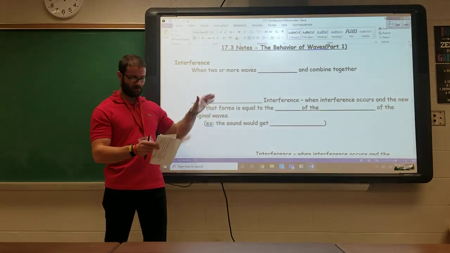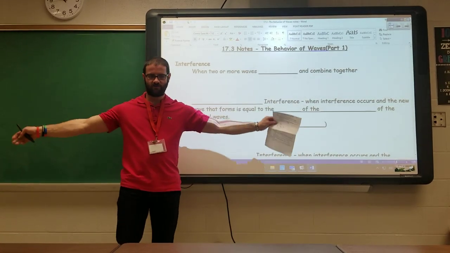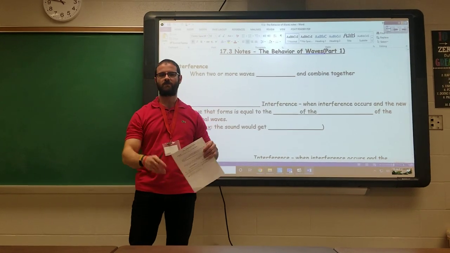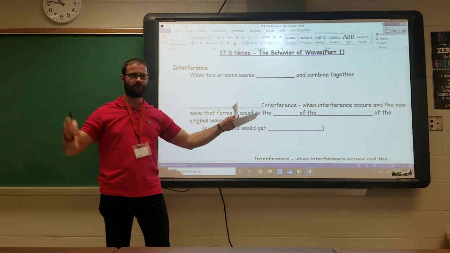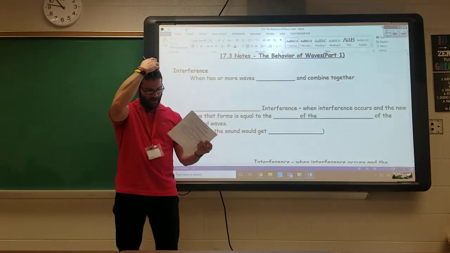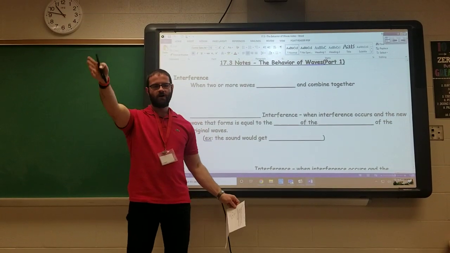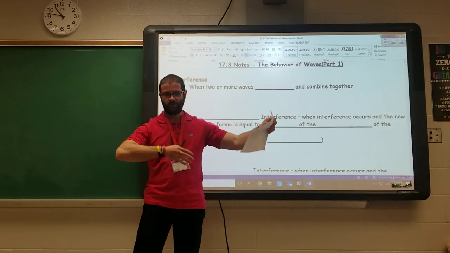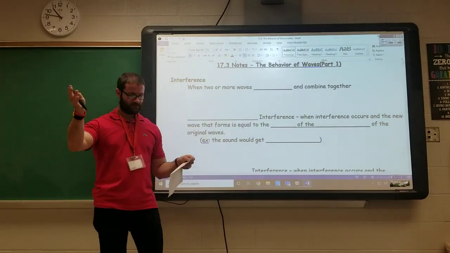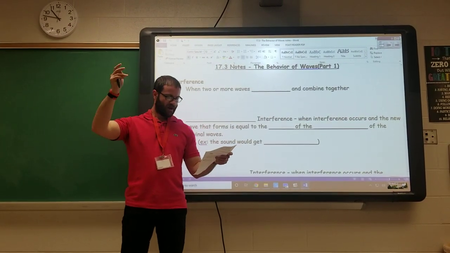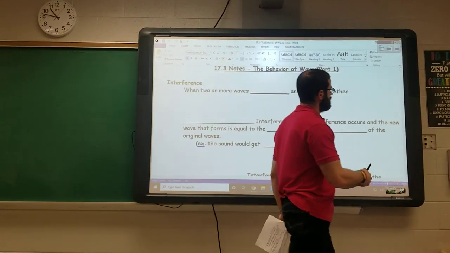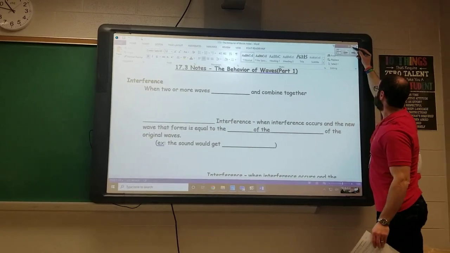So we're going to look at interference, which is when two waves basically collide and interact or interfere with each other. And we'll look at something called resonance, which has to do with vibrations of waves, and something called standing waves. So let's go ahead and take a look here.